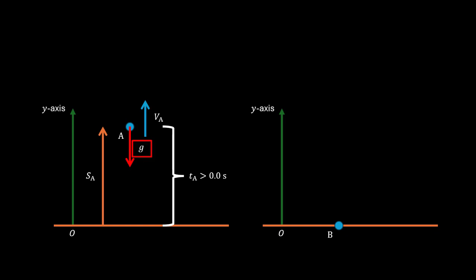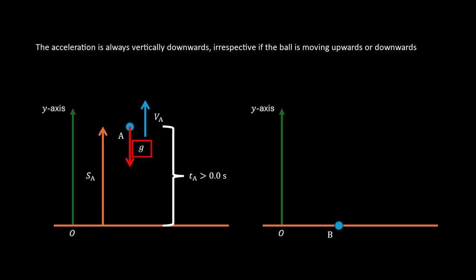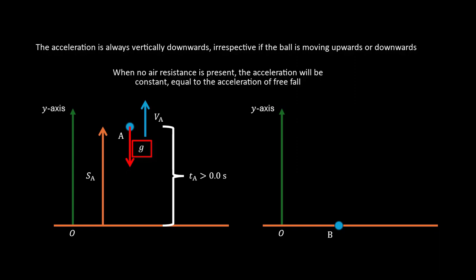Many students sometimes think that the acceleration is upwards when the ball is going up. No, that is not true. Whether the ball is going up or coming down, the acceleration is the acceleration due to gravity, because there is no other force acting on the ball. There is only gravity, so it accelerates with the acceleration of free fall, and this is always pointing vertically downwards.